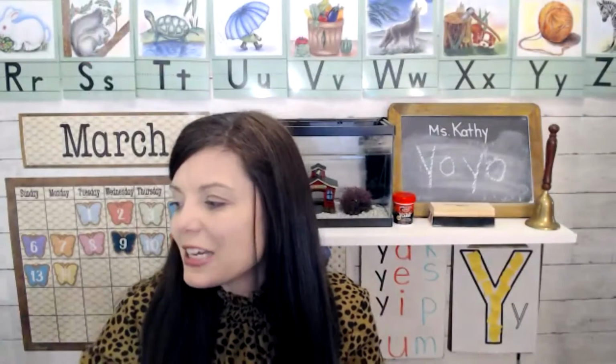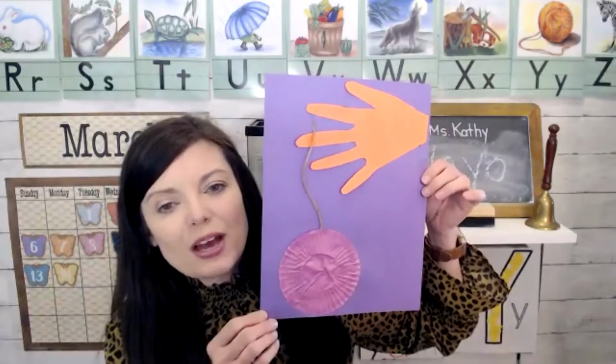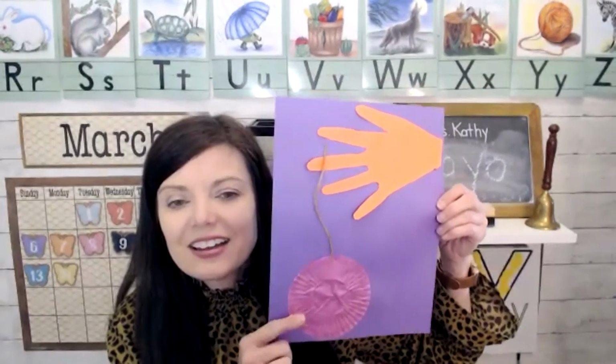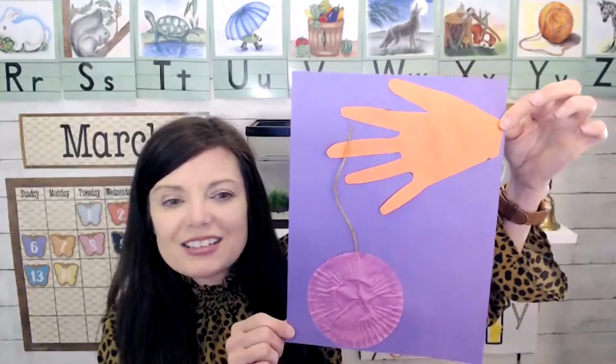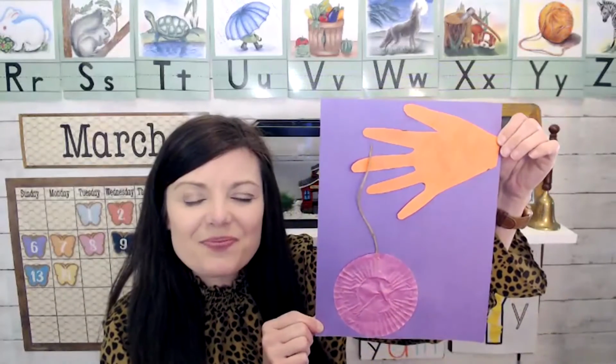For art today, we did something fun. We made a yo-yo out of a cupcake liner, and we traced our hand and glued that at the top and attached a piece of string. So that's our art project for today.